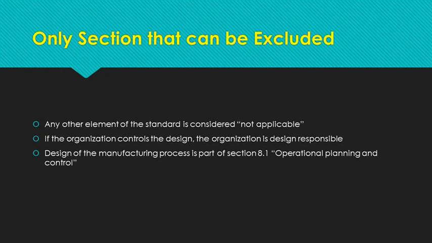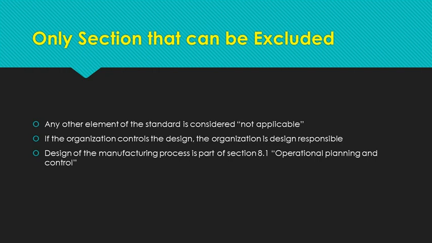In general, if an auditor is trying to decide if design should be excluded or included, the auditor will look at who has approval of the design documents. If a product or service can only be changed with the approval of the customer, the organization is not design responsible and can exclude Section 8.3. If the organization has control of the design and can make changes at will without customer approval, then the organization is design responsible.